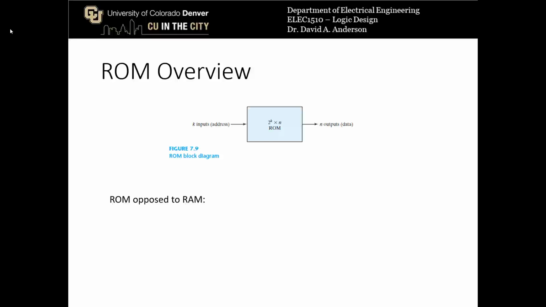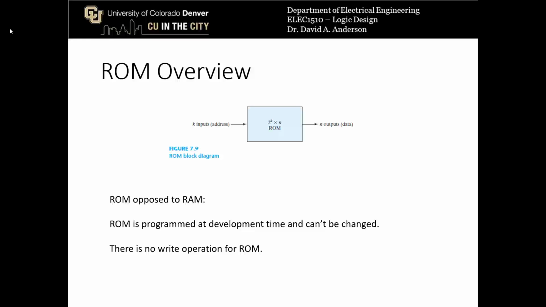So here are some things about ROM as opposed to RAM. ROM is programmed at development time and can't be changed. And as I mentioned, there is no write operation for ROM. It's read-only memory. It's just meant to be read.